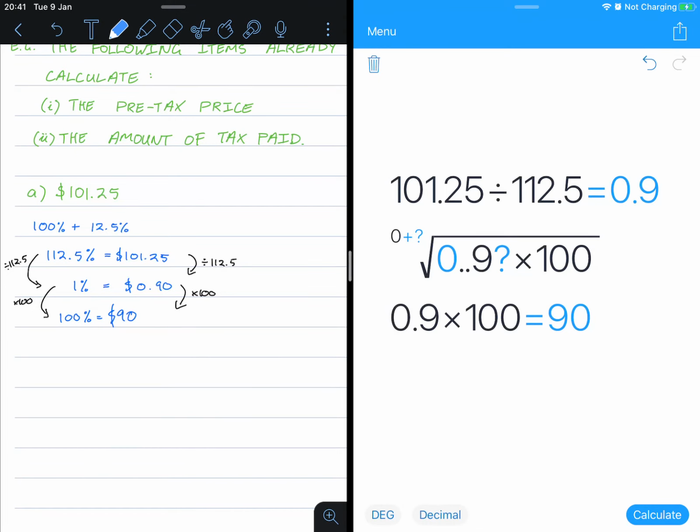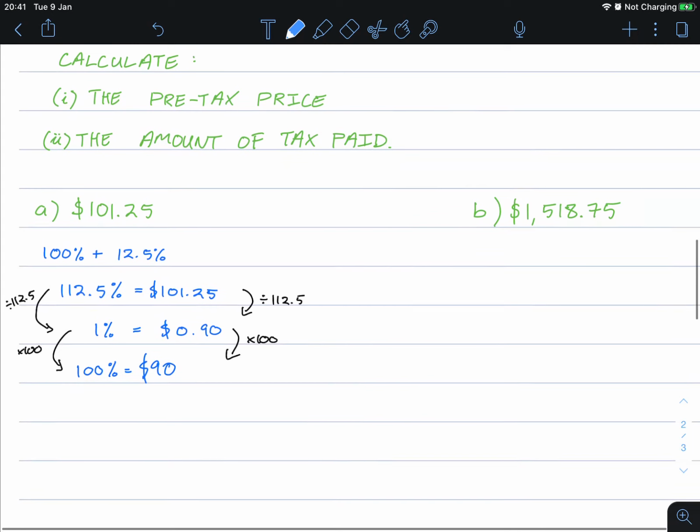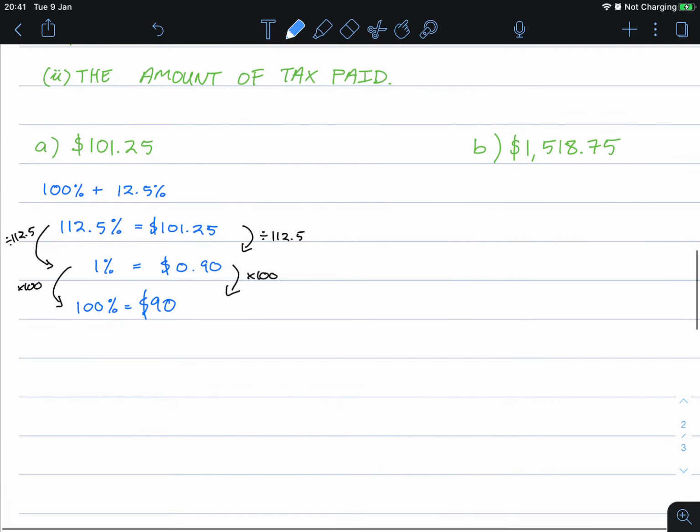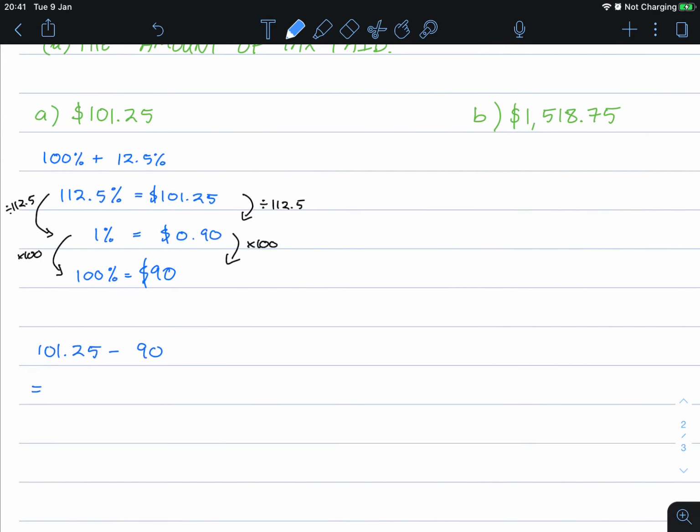That's 100%. Now to find how much tax was paid, well, we can just take the amount that we paid, 101.25, and subtract the original amount of $90. That'll give me, from the looks of it, $11.25.